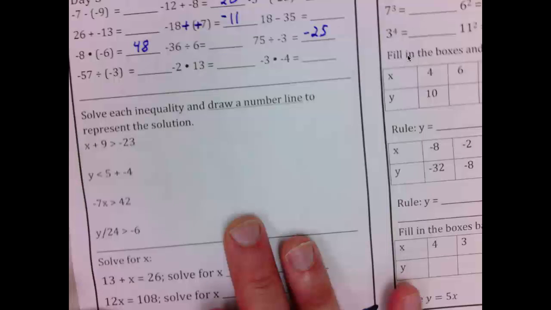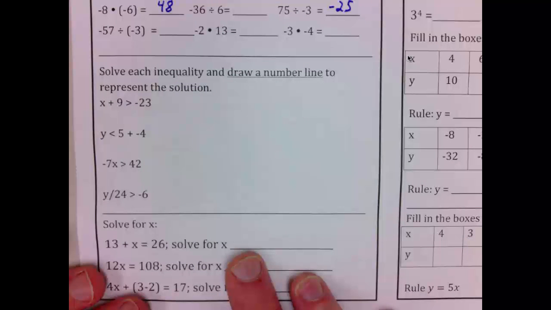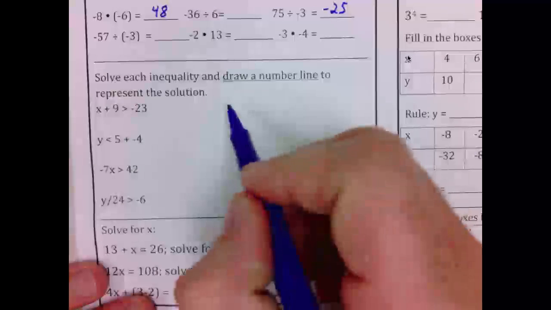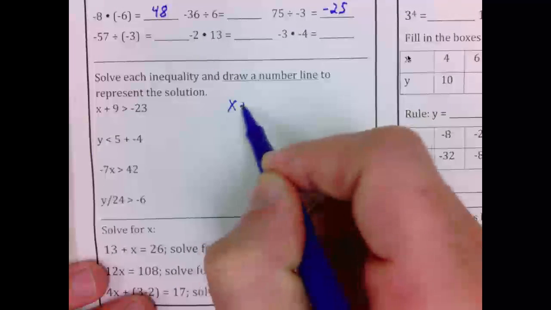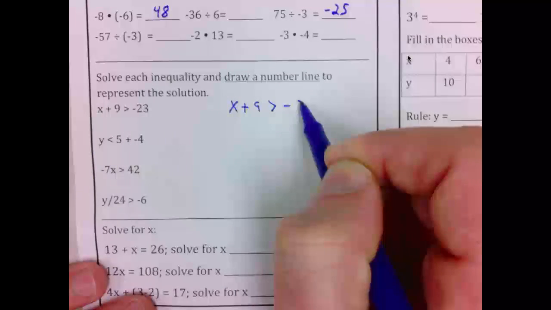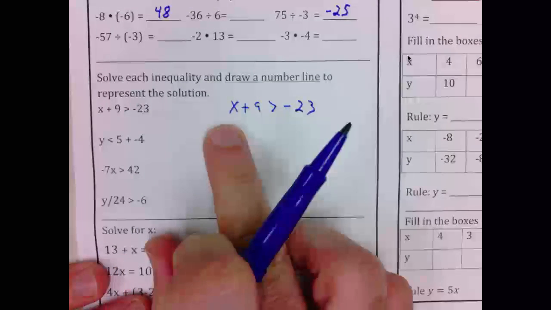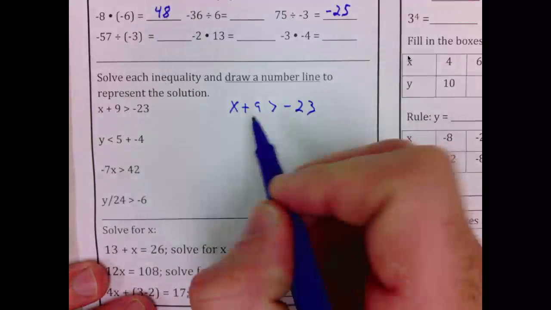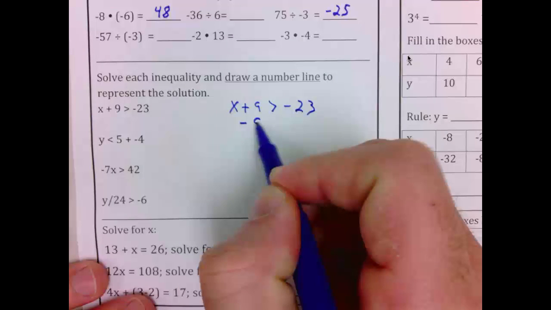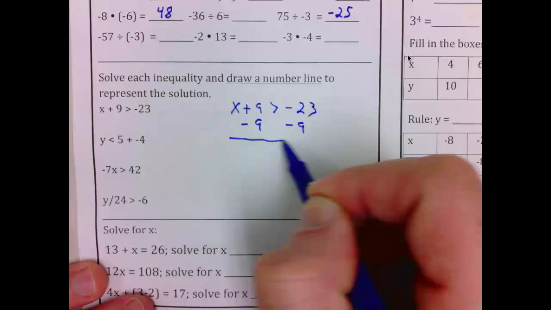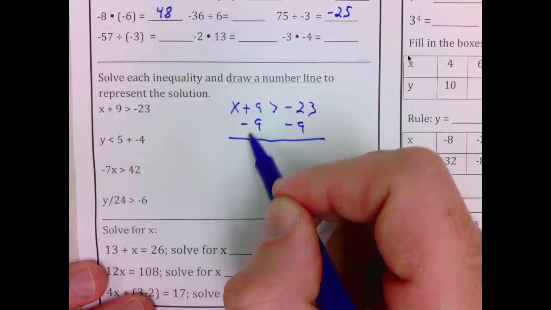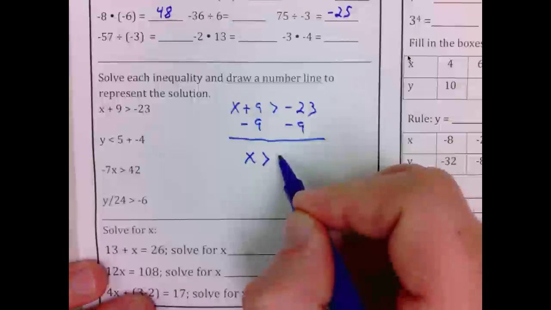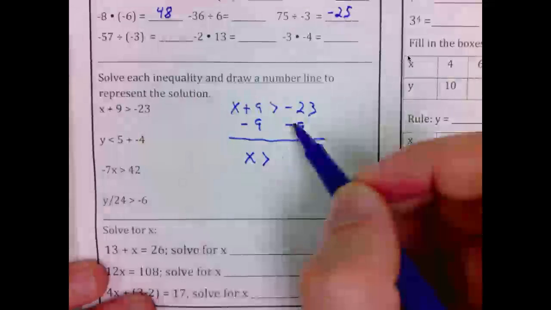Next group. It says solve each inequality, then draw on the number line. I'm going to show this first one. We have x plus 9 is greater than negative 23. I want to solve for x. I want to get down to this x. Currently 9 is being added to it. I need to undo that plus 9 by subtracting 9. Whatever I do to one side, I do to the other. 9 subtract 9 leaves x. We preserve the inequality. Negative 23 minus 9 is the same as negative 23 plus a negative 9. That's a negative 32.